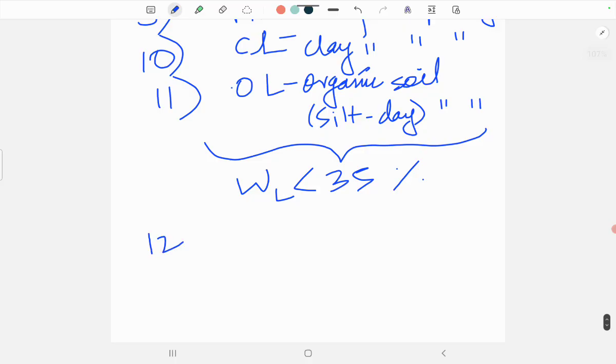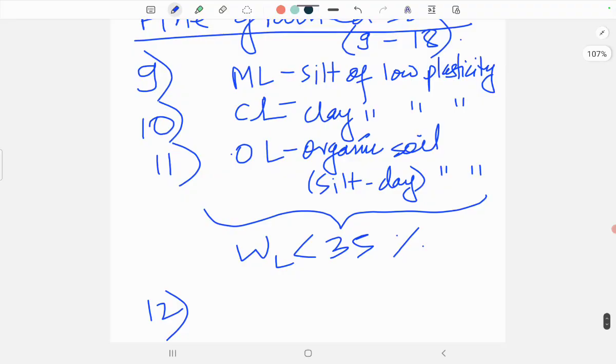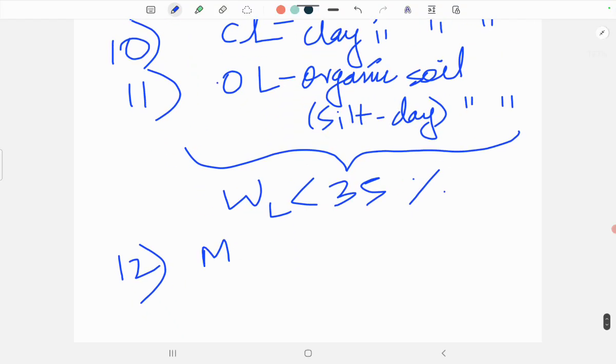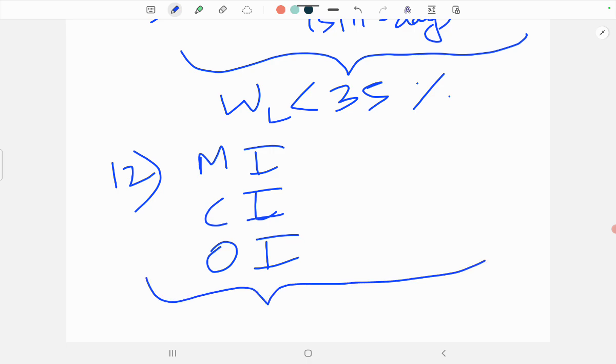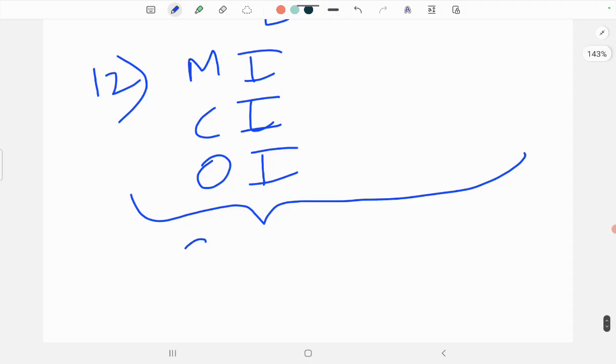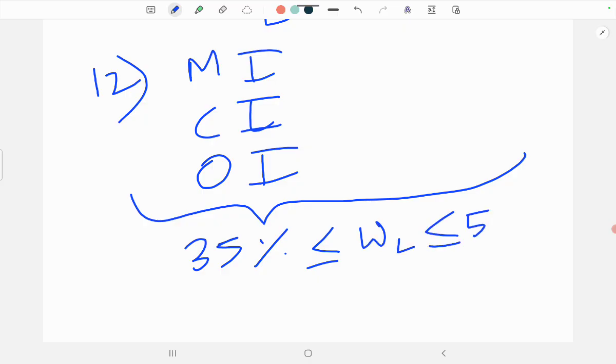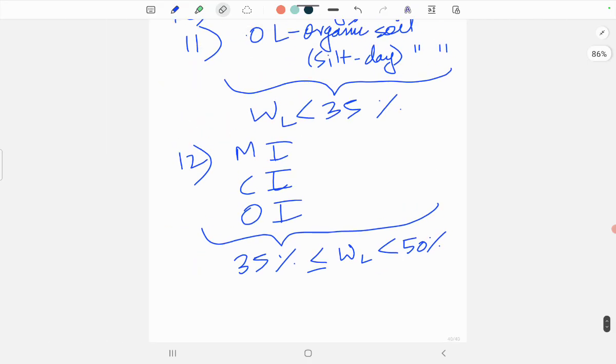Then now we go into 12. Now we wrote about the low plasticity. Similarly we go for silt of intermediate plasticity, clay of intermediate plasticity, and organic soil of intermediate plasticity. So these have the liquid limit between 35% to 50 percentage, and this is 12, 13, 14.